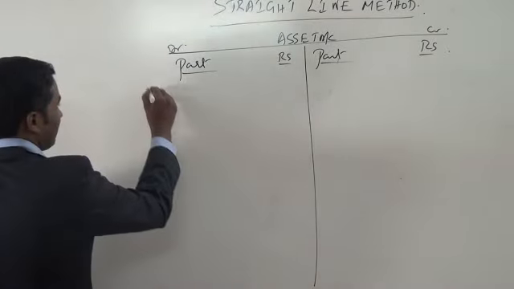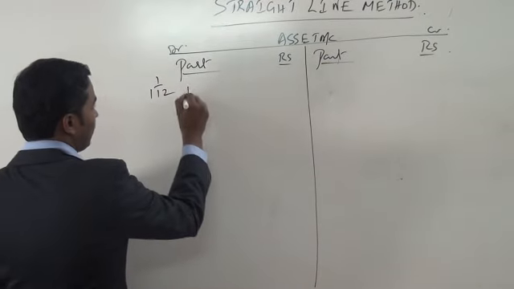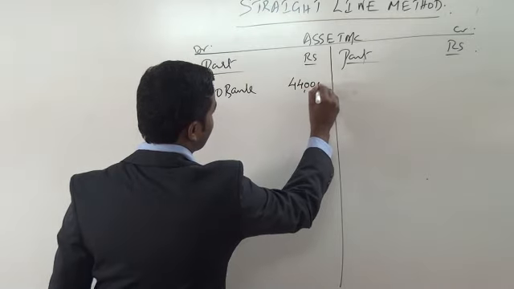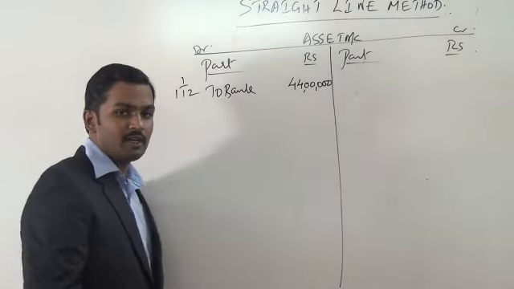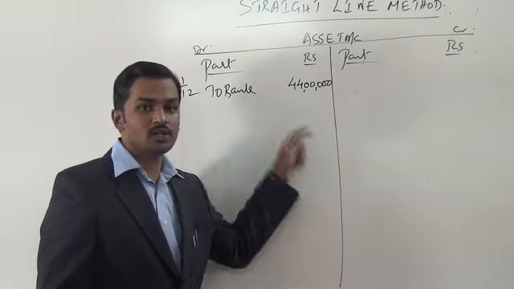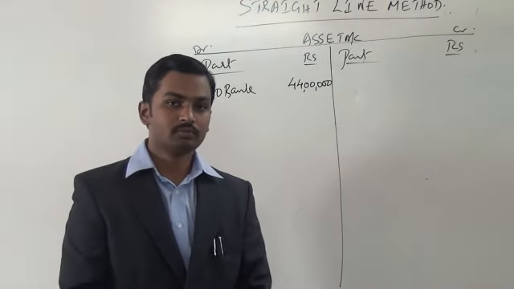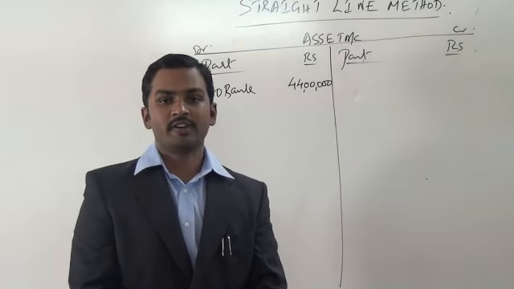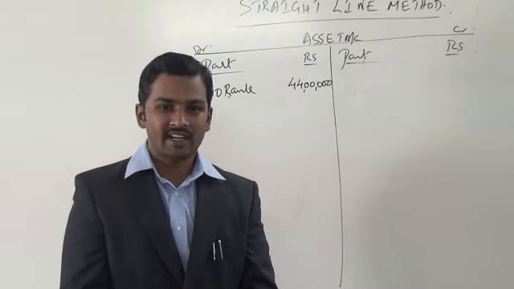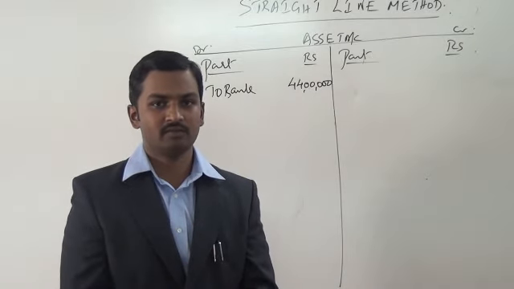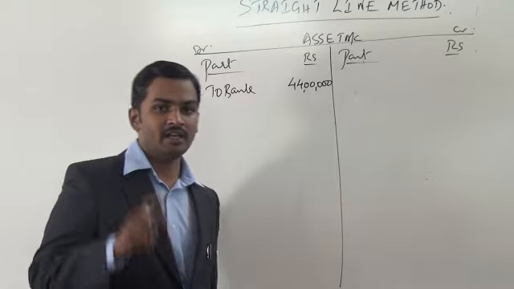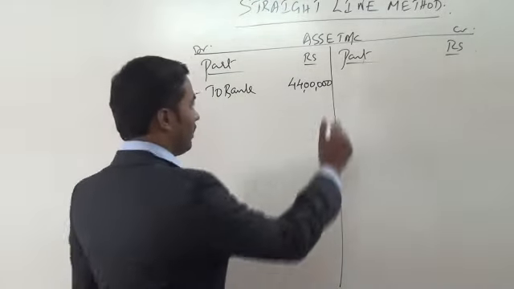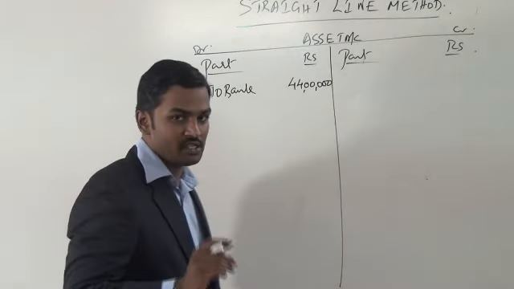Asset account has to be debited on 1st January 2012 to bank 44 lakhs rupees. So we have debited the asset account with the cost of acquisition. Now, at the end of the first year, let us say the firm is following the calendar year as the accounting period. So the first accounting period will end on 31st December 2012. On 31st December 2012, we have to provide depreciation.